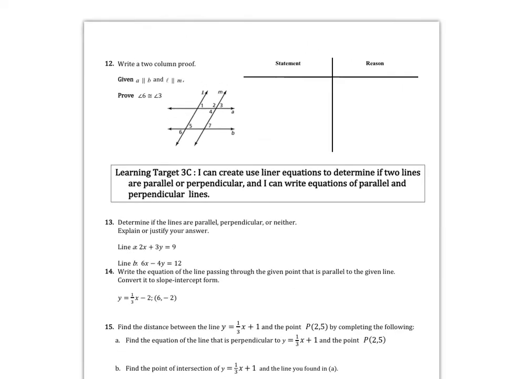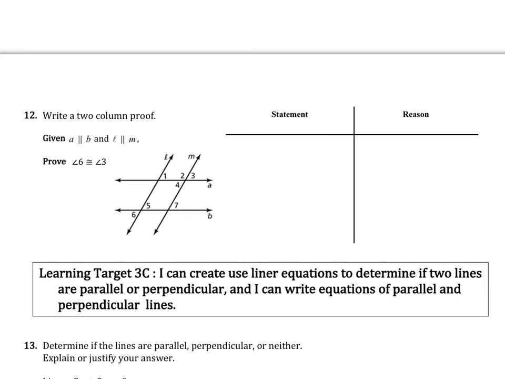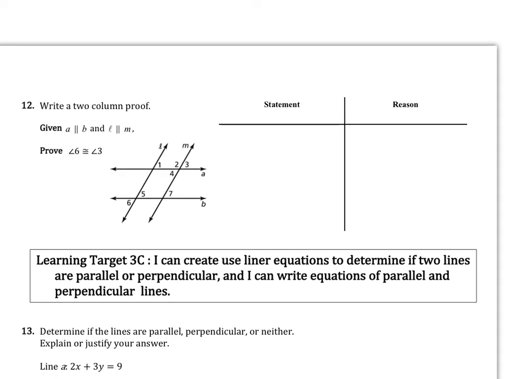So we worked on some proofs to prove some angles congruent and to prove lines parallel. So here we want to prove that 6 and 3 are congruent. We know that A is parallel to B and L is parallel to M. Okay, so we need to work our way around here. We got to get from 6 to 3. Now, there's a handful of angles labeled, somewhat random. We'll try to stick to that.